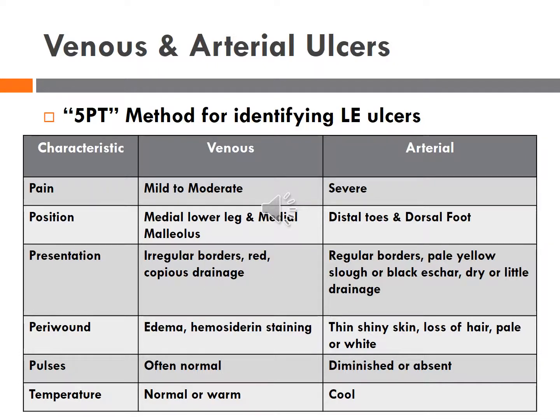The peri-wound of arterial ulcers typically has thin and shiny skin. Oftentimes the limb does not have any hair, and it just is pale or white tissue. With venous wounds, pulses are often normal. With arterial wounds, they are diminished or absent. And then also checking the temperature of the skin or the limb: with venous insufficiency it is normal or warm, but with arterial insufficiency and arterial wounds, it's typically much cooler.